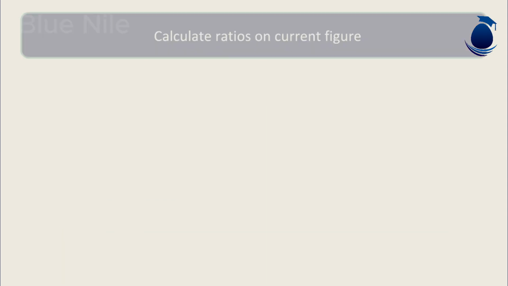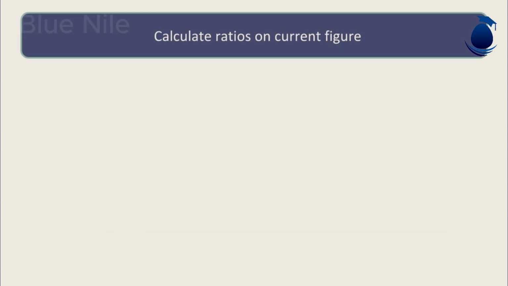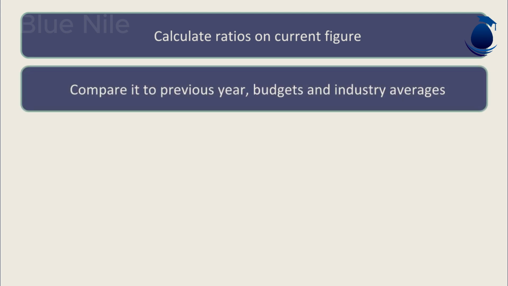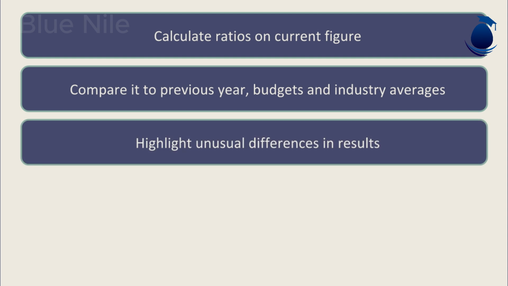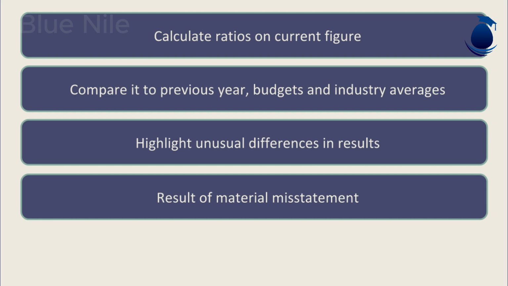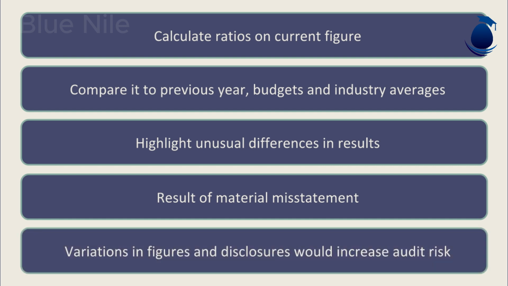The auditor can calculate ratios on the current figures in the financial statements and compare them to the previous year, budgets and industry averages. This will then highlight unusual differences in results, which can then be investigated in more detail during the audit. Any unusual results from analytical procedures could be the result of a material misstatement. Therefore, lots of variations in figures and disclosures would increase audit risk.